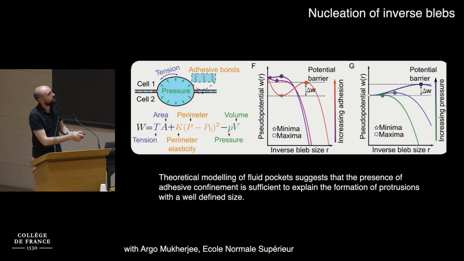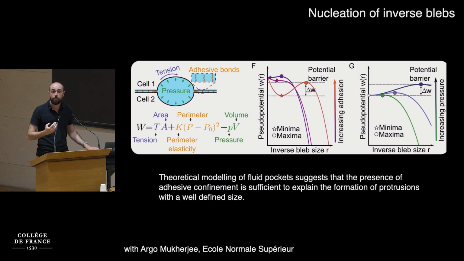Same thing happens for pressure. If you increase the pressure, that is when you will be able to inflate those water pockets. Again, if you have no confinement, you will just increase their size indefinitely. The blebs do not grow indefinitely. Something stops them eventually. And what stops them is this appearance of actin and myosin.